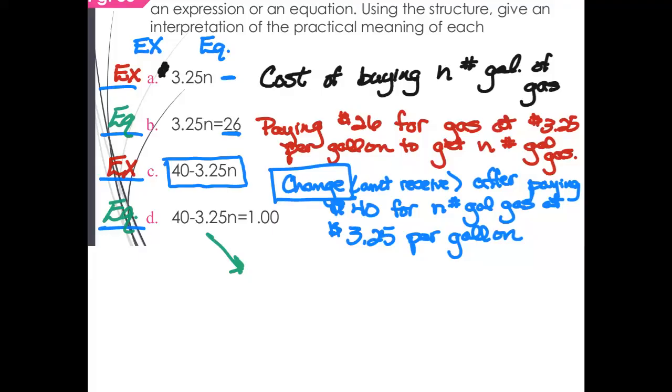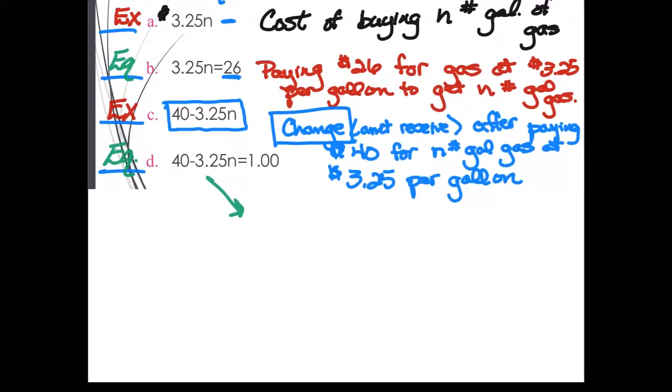Say that one more time. Is the 1.00 like the change? Are you asking me? Yeah. Well, you tell me, is it? If we just said 40 minus 3.25 right here, if we just said that's the change, so here you're saying the change is equal to how much? You got $1. Yeah, that means you got $1 back in change, okay?